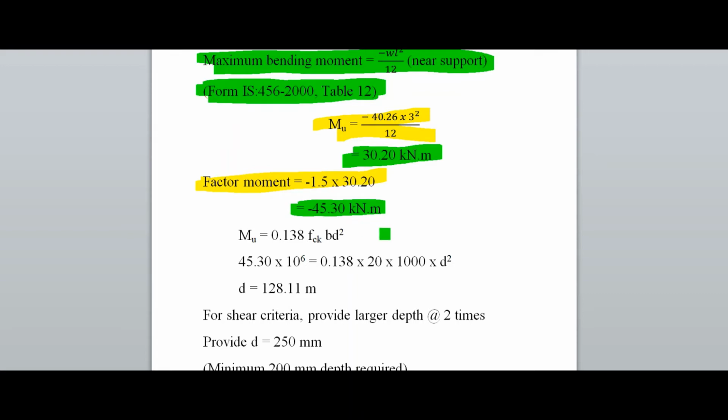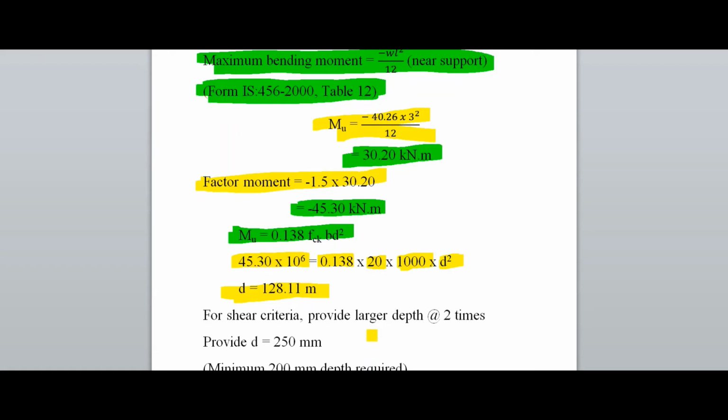In this example we are going to find the thickness of the stem. By the equation Mu equals 0.138 fck b d square, we can find the depth. So Mu is 45.30 into 10 raised to 6 Newton mm. So 0.138 into fck 20, b is 1000 because we assume 1 meter length of stem, into d square. So d is equal to 128.11 mm.